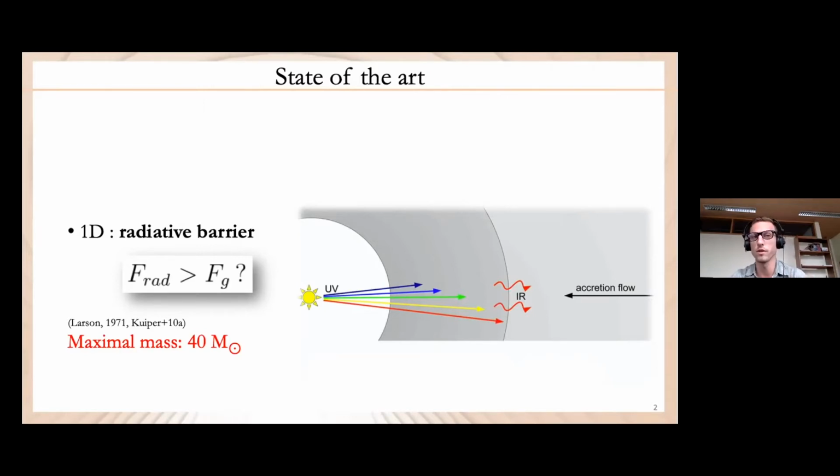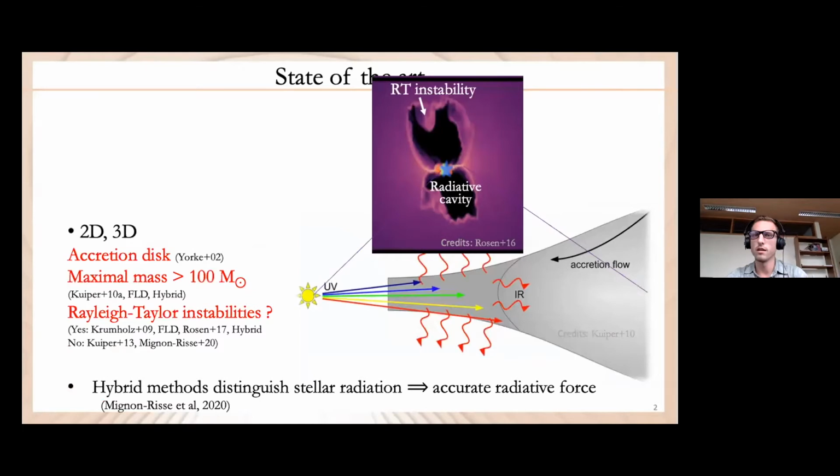That's a problem because we know that there are some stars more massive than typically 100 solar masses. Fortunately, multidimensional simulations have shown that accretion could actually occur via a disk, so that the radiation is released perpendicularly to the disk and accretion can continue. And this type of simulation has shown that stars of more than 100 solar masses could form. They have also shown the formation of so-called radiative cavities where radiation dominates.